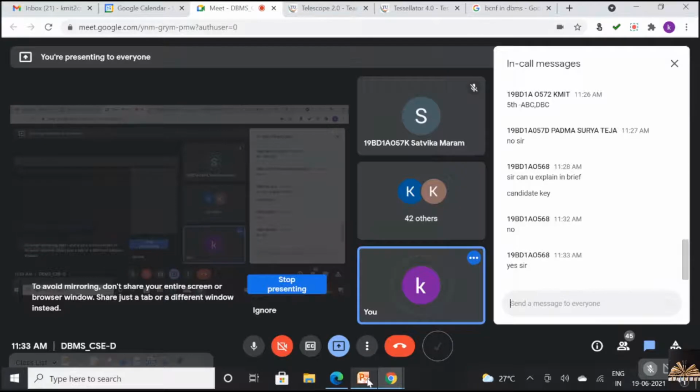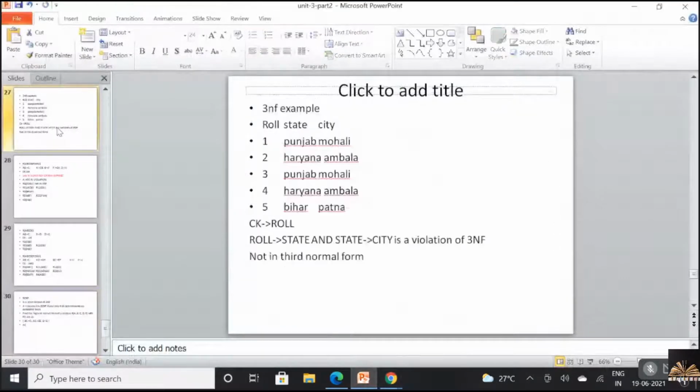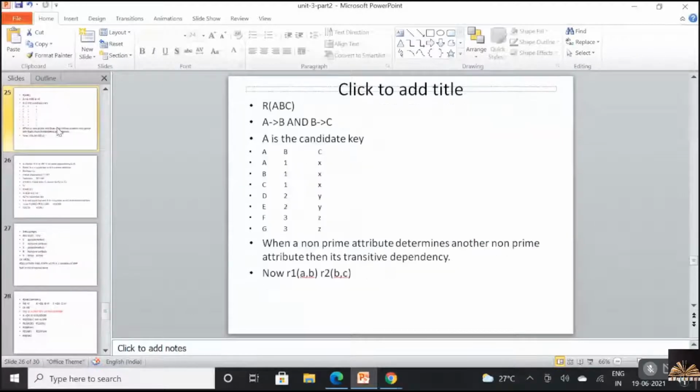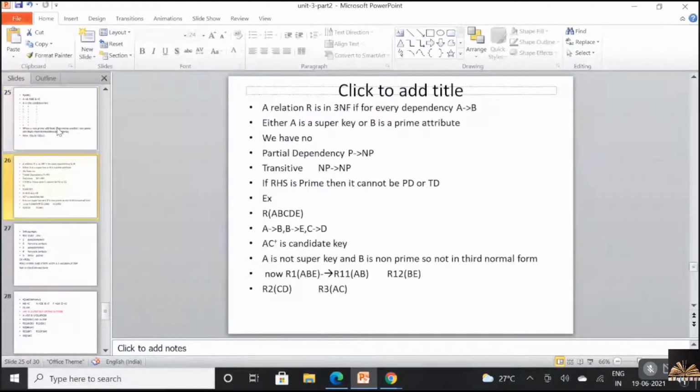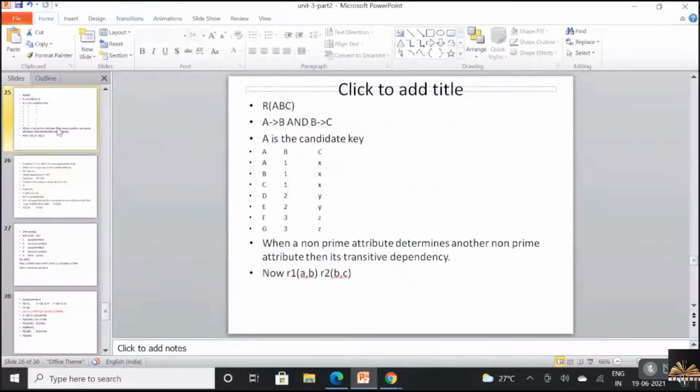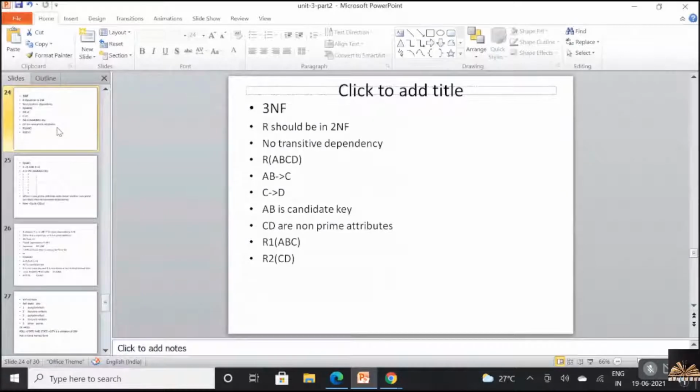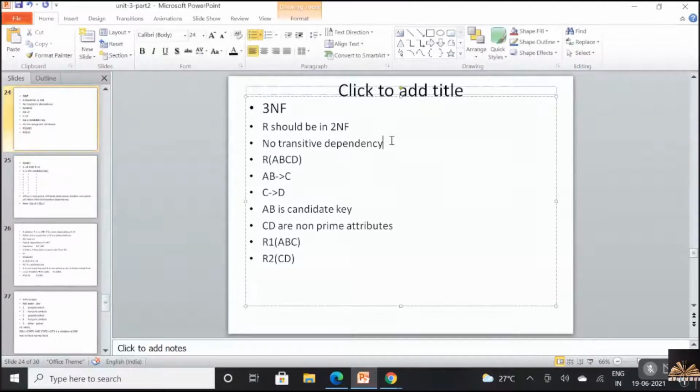Okay. Now, I'll be going with the concept of 3NF. So, I've already told you this in the previous class. What is 3NF? Whenever I want a relation to be in 3NF, then I should have that particular relation capital R in 2NF, and there should be no concept of transitive dependency.